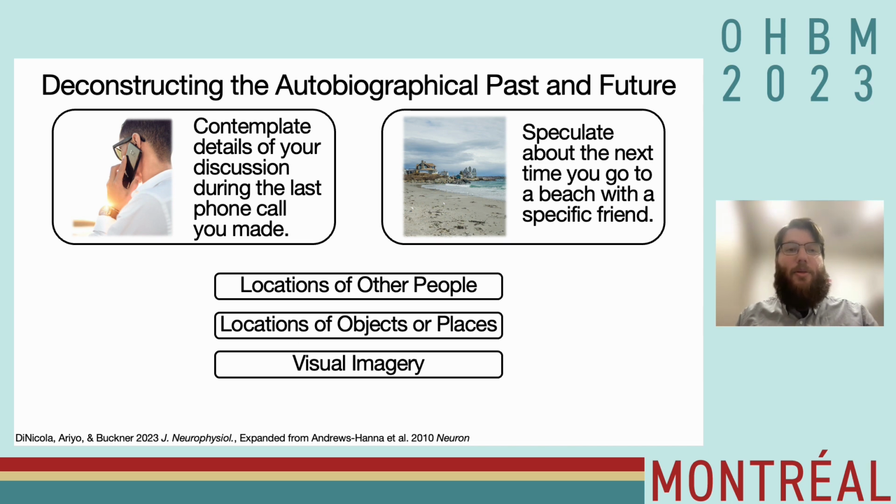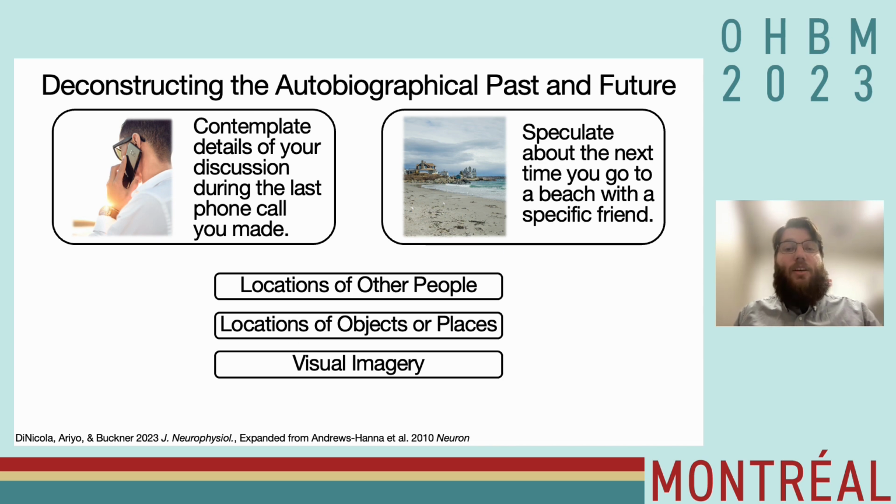In this task, individuals were instructed to answer a number of questions in the scanner, including those asking about their past, like asking them to contemplate the details of their discussion during the last phone call they made, or asking about their future, like asking them to speculate about the next time that they'll go to the beach with a specific friend. And we also included some control questions about their present and general knowledge semantic information.